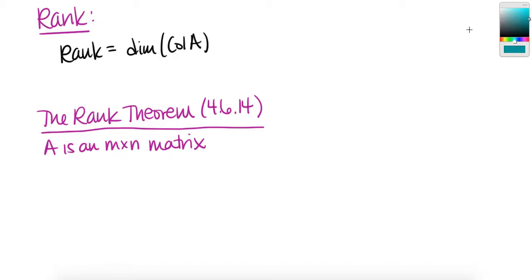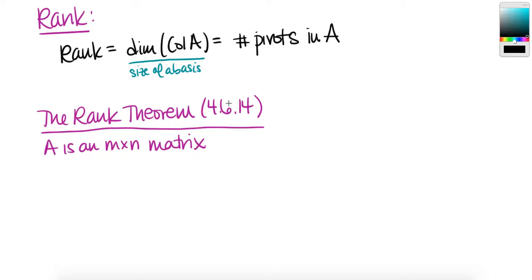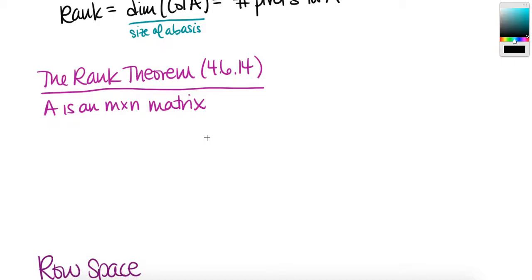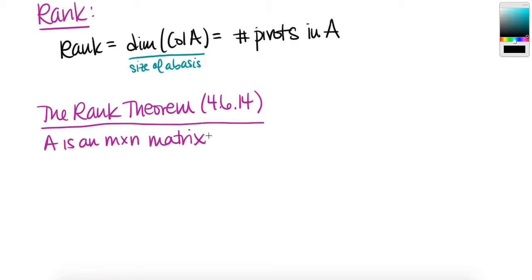And let's remember, right, dimension is the size of a basis, okay? And how did we find a basis for the column space? Well, we figured out where the pivots were, and each pivot column gave us a vector in that basis. So another way to define this is the number of pivots in A, or the number of pivot positions in A. All right, now let's talk about the rank theorem.